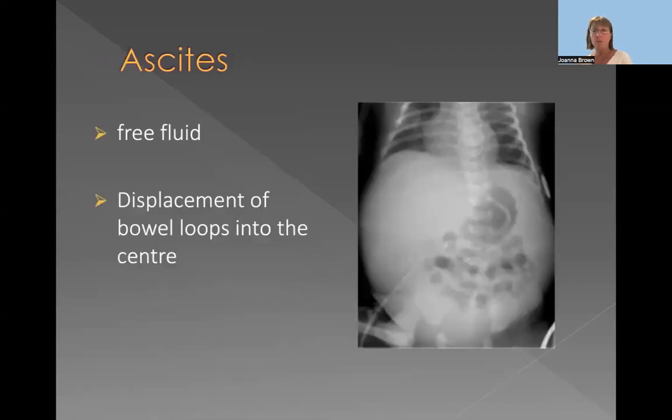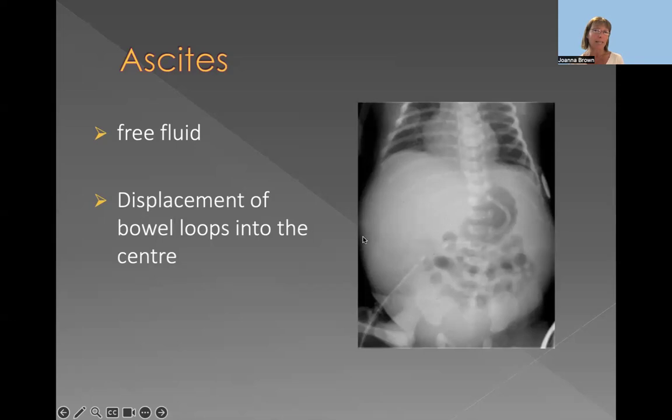Remember also that if you see an abnormal X-ray, the position of the loops of the bowel could be caused by something else within the abdominal cavity. And you can see here the increased opacity on the right side.